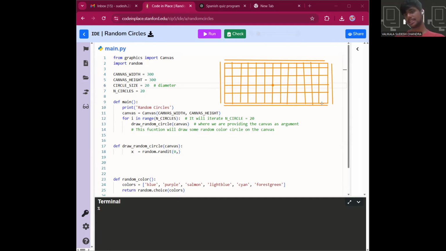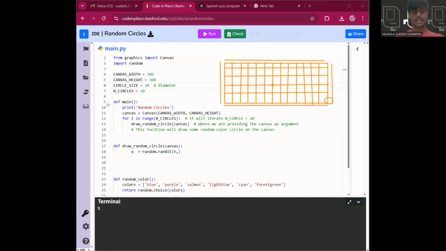If we are considering the entire dimension of this canvas, there might be a chance that the circle may go outside of the canvas, which is not a proper thing. We want all the circles inside the canvas itself. So what we are trying to do is exclude some part of the width, the size of the circle.